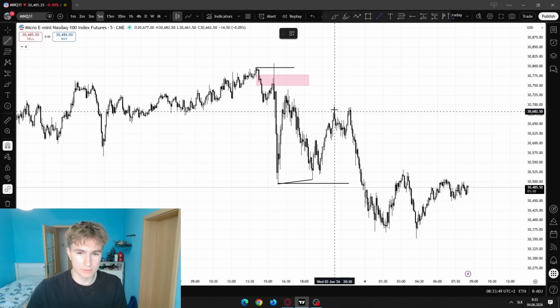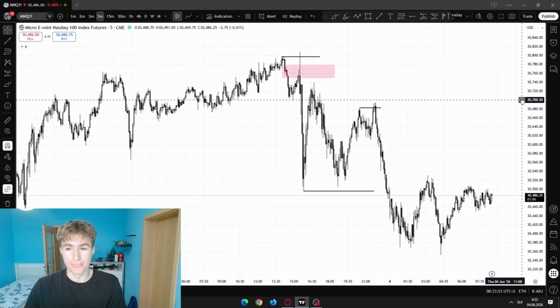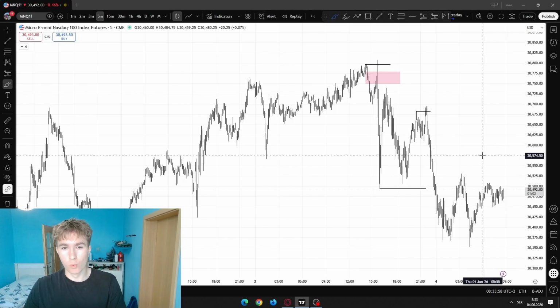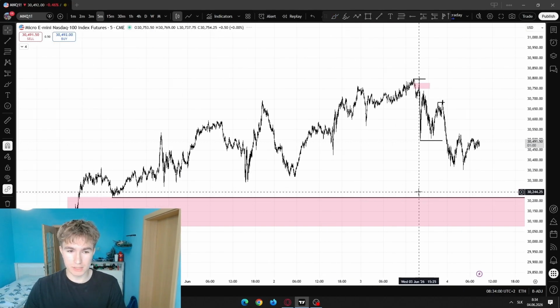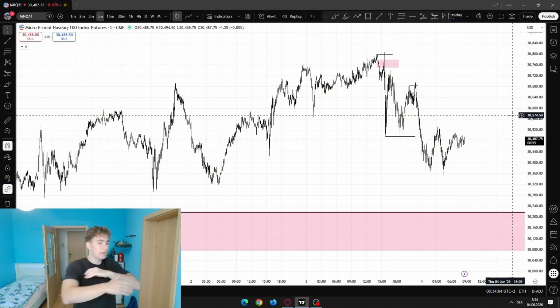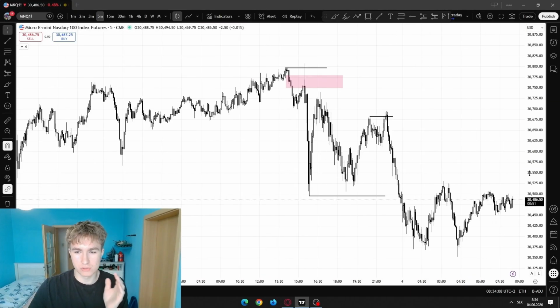Okay, we got internal sweep over here, and this was our time to shine. This is our lower time frame drawn liquidity with that higher time frame drawn liquidity sitting below. Absolutely perfect bias, drawn liquidity, everything in line. Now we need to find an entry model.